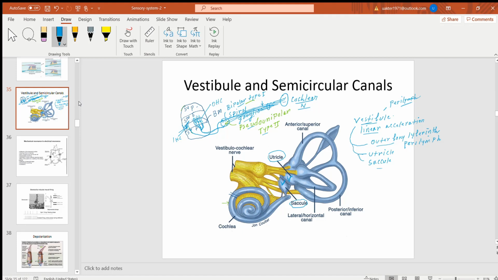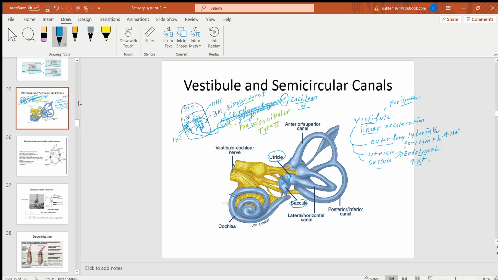Okay, these are the membranous structures, and the utricle and saccules are filled with endolymph, which is rich with potassium, high potassium concentration and low sodium concentration. But perilymph has high sodium, low potassium.